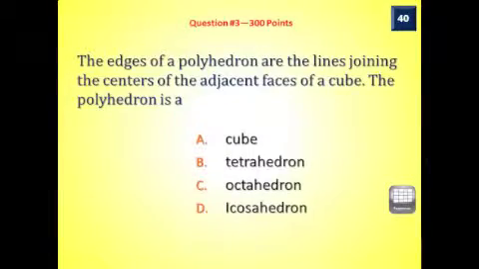The edges of a polyhedron are the lines joining the centers of the adjacent faces of a cube. So that's how that polyhedron was formed. What kind of polyhedron is it: a cube, a tetrahedron, an octahedron, or an icosahedron?